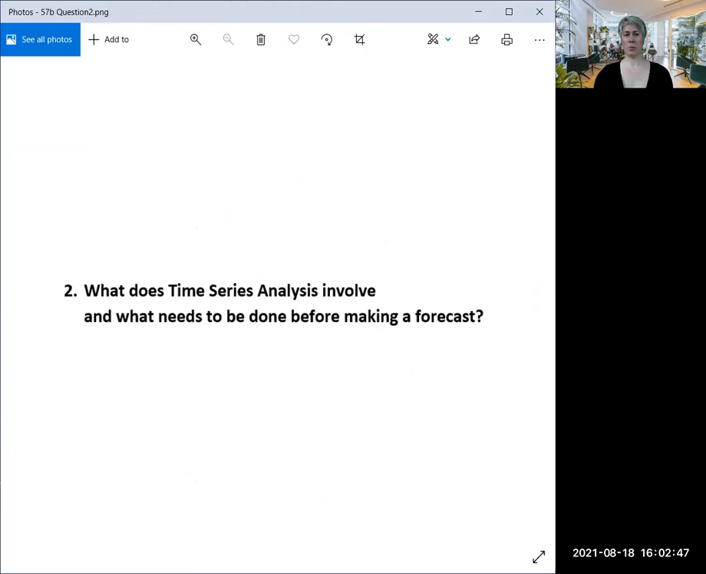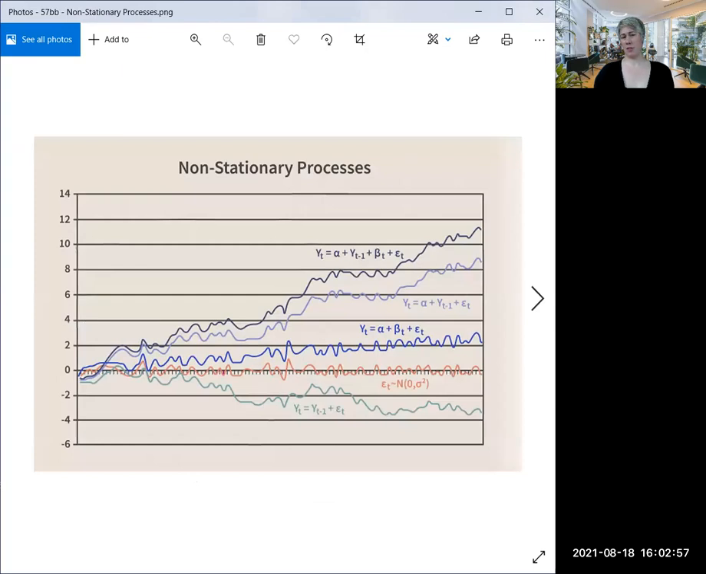Question 2, what does time series analysis involve and what needs to be done before making a forecast? This is just an illustration of some non-stationary processes. It's not possible to make a forecast on a time series where the data is non-stationary, and that's because there's no pattern to the data.